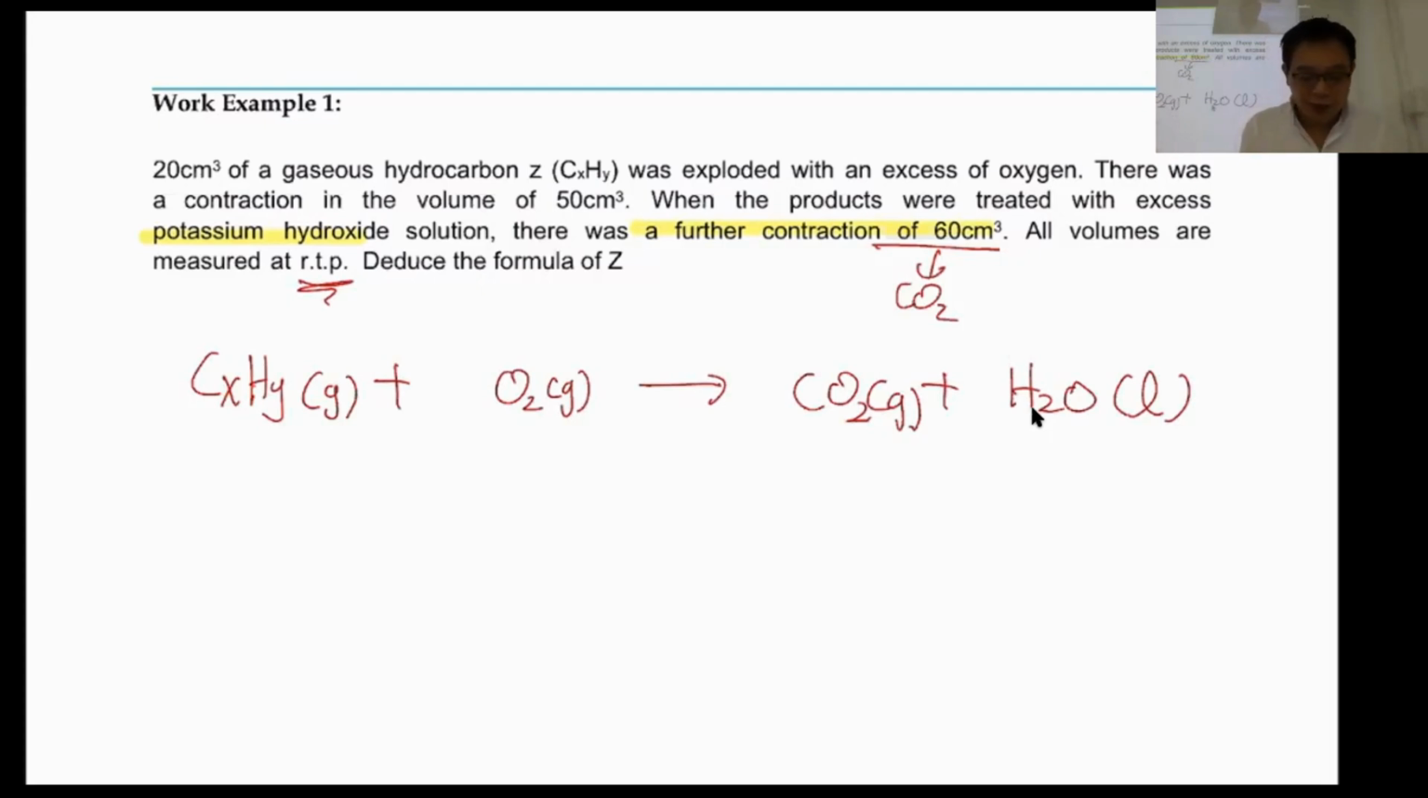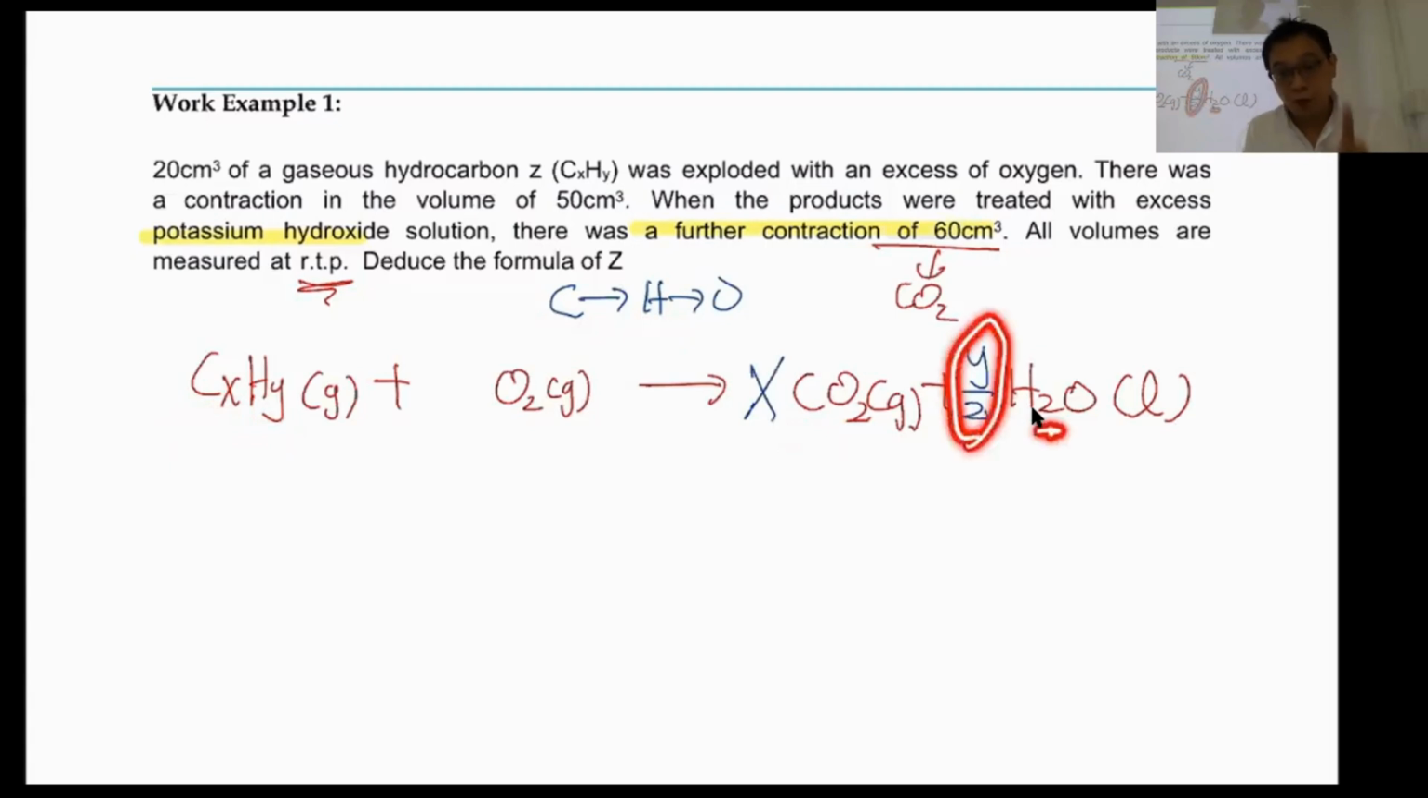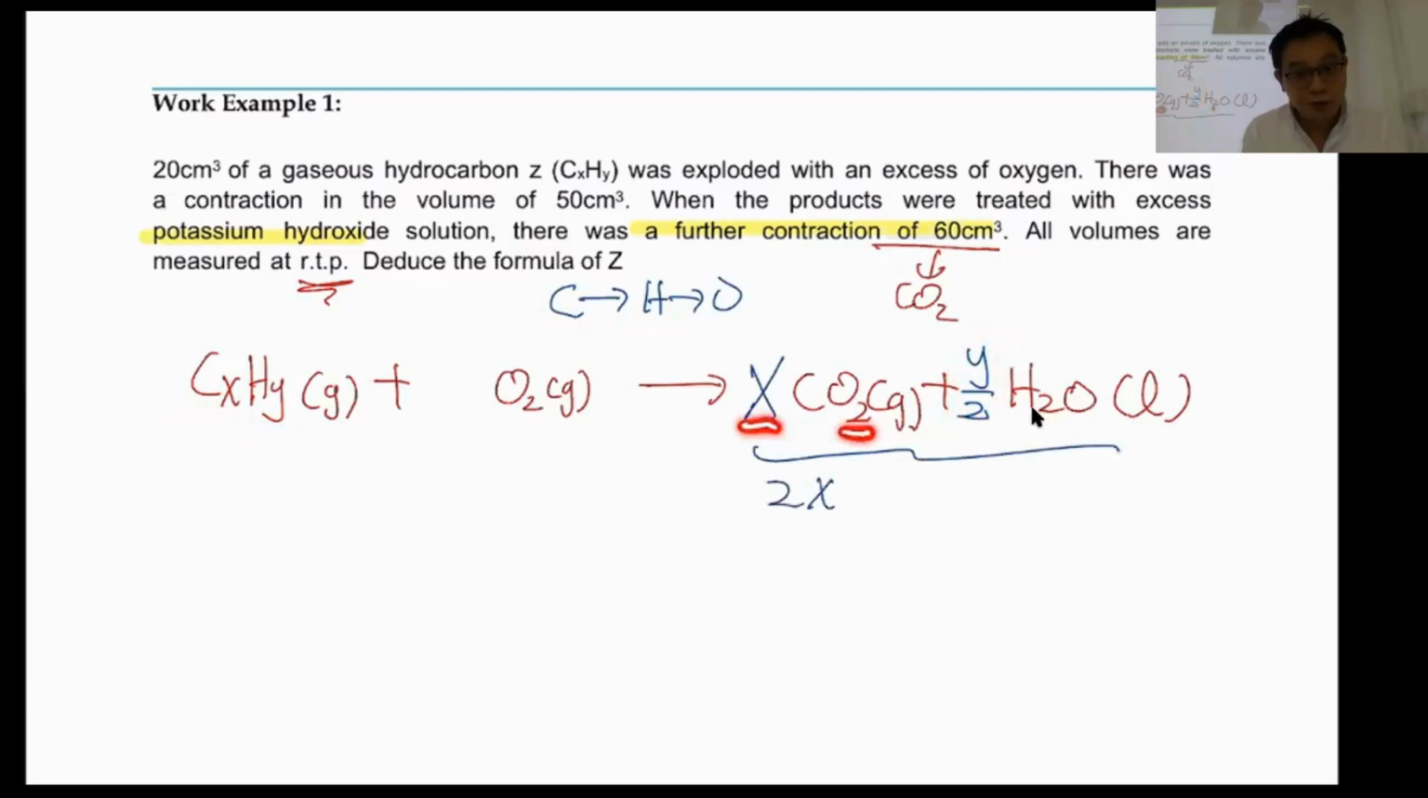Now, balance the equation. To balance the equation, you use a CHO technique, meaning that you balance your carbon first. The only way to balance your carbon is your hydrocarbon: x on the left, x on the right. How to balance your hydrogen? There's y hydrogen on the left. You must have y hydrogen on the right. So you put y over 2, because y over 2 times 2 will give you y. After which, sum the total oxygen together. The total oxygen will be 2x, because this is x times 2, plus y over 2 times 1. So this is 2x plus y over 2.